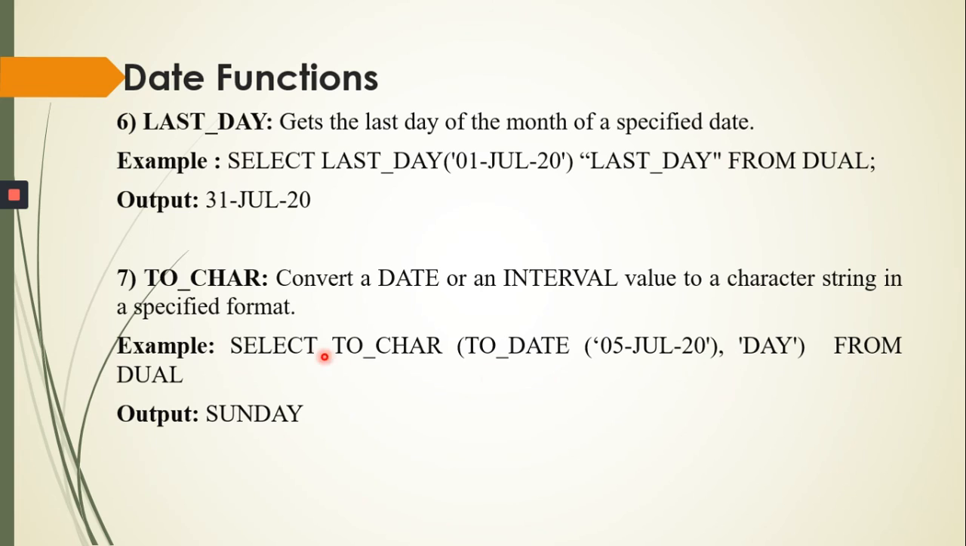So the syntax is very simple. Select to char. We are converting a date into a character. So in brackets we have to write to date, and in brackets we have to provide the date. So 5th July, comma, day. The day on 5th July is Sunday, so the output will be Sunday. So we are converting the date 5th July into a day, which is Sunday. So this is the functionality of to char.